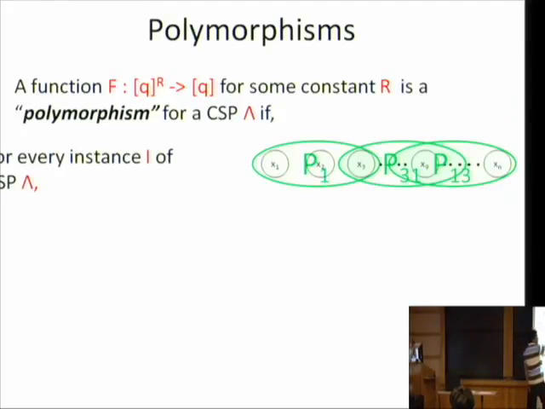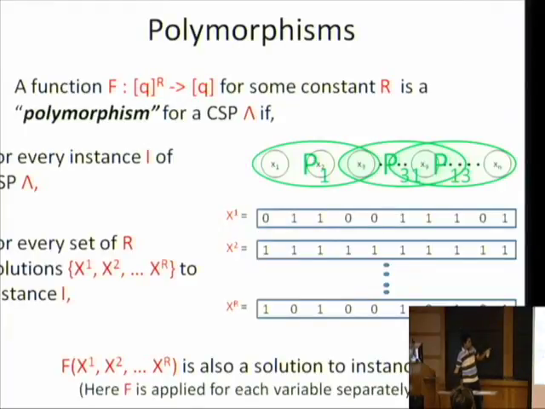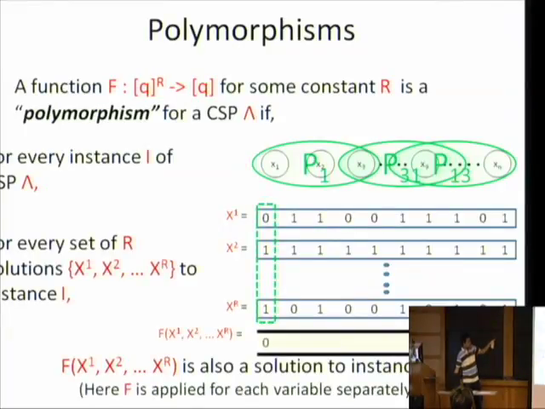if you're given an instance of the CSP, and if you're given r assignments which satisfy all the constraints, you apply the function bitwise on each bit, each variable. So you look at the first variable, it has r values, you apply f, you get a new value. So f is like addition mod 2 or some other operation, and you do it. And the new assignment you get also satisfies all the constraints. Then we call the function f a polymorphism for this CSP lambda.